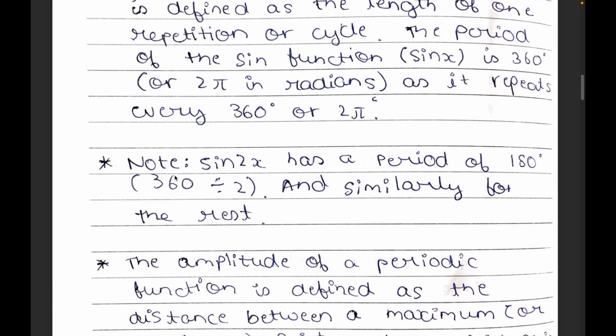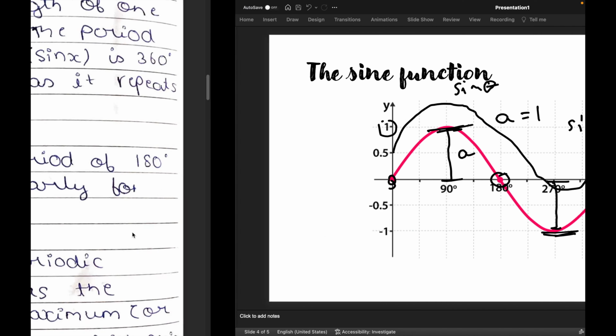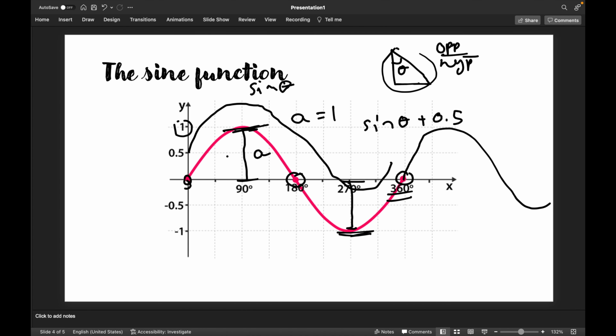And then we have this small note that sine 2x has a period of 180 degrees. Let me show you the graph of sine 2x. Let me clear this.